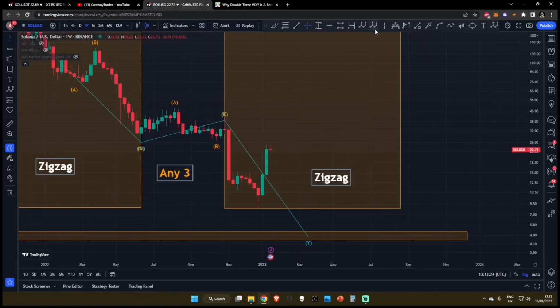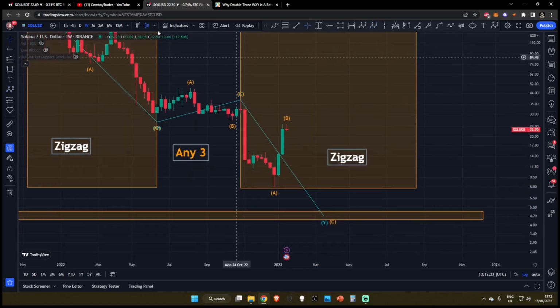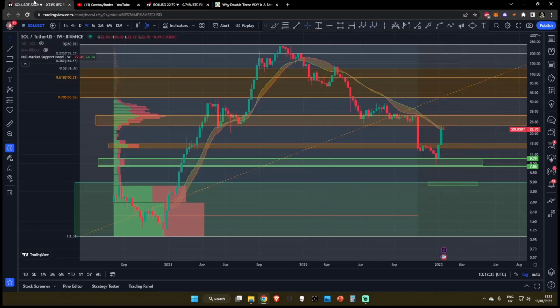So what this looks like to me is we've started a new structure. As you can see, we've come down for A, we've bounced up to B, and we should be heading down to my price target, which I've been mentioning for the past few months, all the way down here at these volume profiles around about $4.50. I've had this price target for months and months and months.